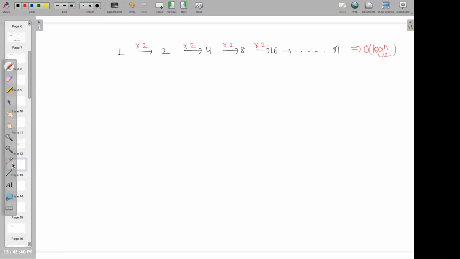Okay, now next, if you are starting at n, and it is becoming n by 2, next n by 4, next n by 8, every time you are dividing by 2 and you are coming till 1. Here you have multiplied, here you have divided by 2. It is in the reverse way. Then also time complexity will be order of log n base 2. Why base 2? Since you are doing multiply by 2, divide by 2. If it is 3, 3, then it will become log n base 3. That is the point. Now it is clear?